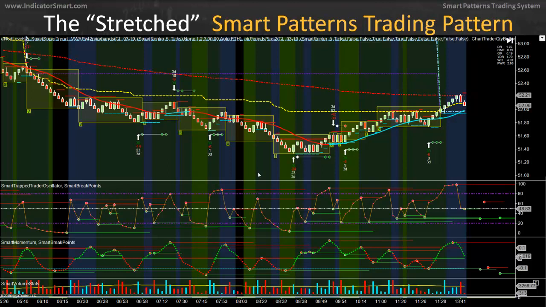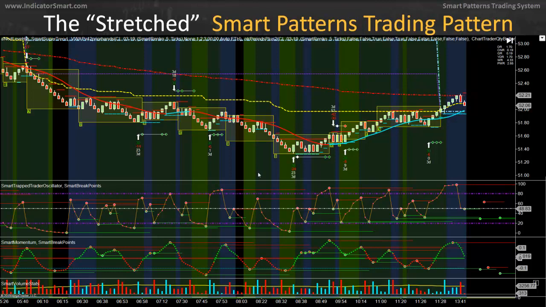And coming along again at about 6:58 a.m., the trap trader oscillator was below the smart breakpoints. The smart momentum was also below a line, and found a buy opportunity right there. The trade markers are showing you that there was 30 ticks of gain on that trade.